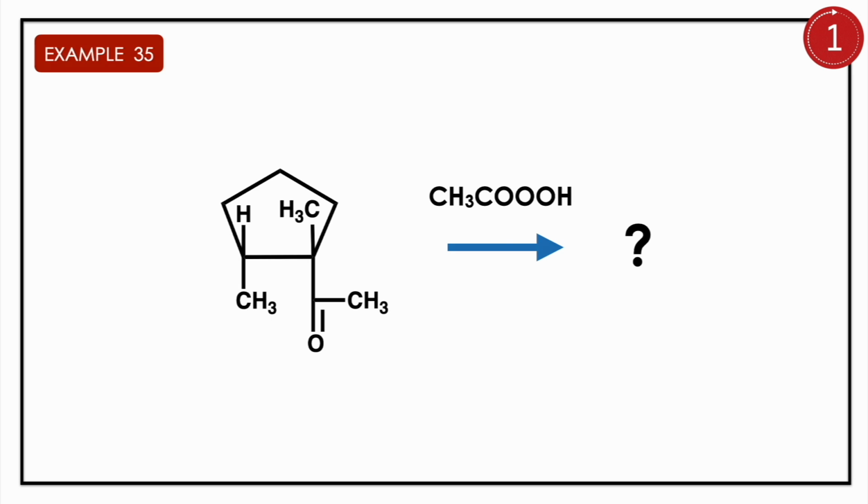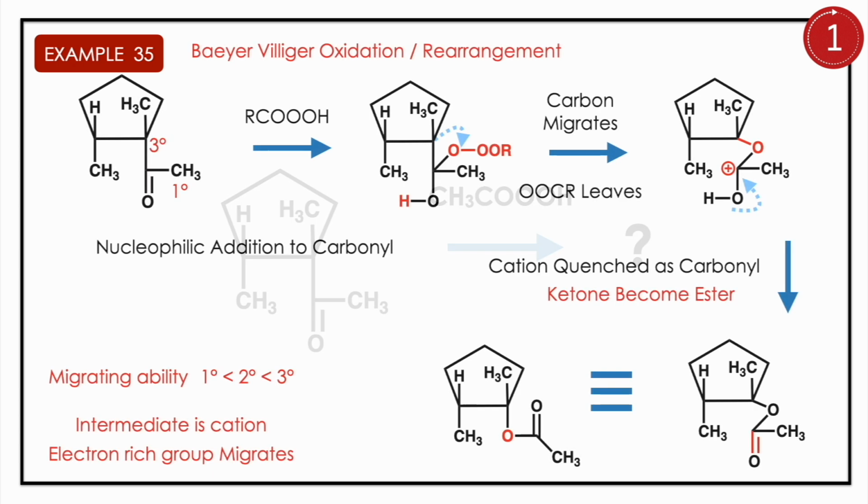Then the next example, here you have a cyclopentane system. Two methyl groups are trans to each other and you have carbonyl with a methyl group. You are using the peracid. You should find what will be the final product. Here the starting material is kind of tricky because it is drawn like a carbohydrate. We stick with basics, do the reaction.